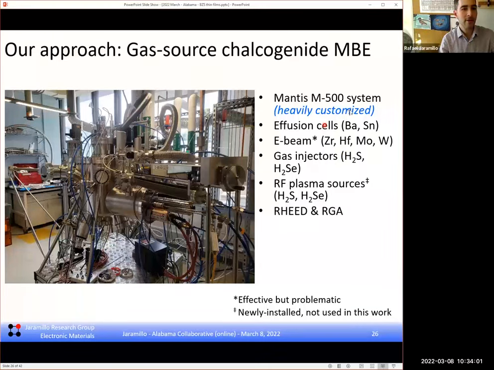So we have this heavily customized system with effusion cells and an E-beam, which is effective but problematic. Basically, I hate its guts, but I can't live without it. That's the E-beam. We have gas injectors for H2S and H2Se. We have plasma sources now, although those weren't used for this work, but we now have them and we're playing with them, and an RGA.